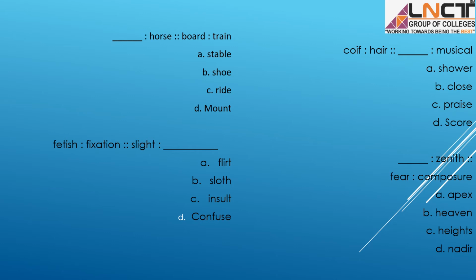But the word score is used to talk about a collection of notes in a particular arrangement so as to make a song or a tune. And in a musical, you are going to sing or you are going to listen to many scores. So the right relationship is: coif is to hair as score is to musical.